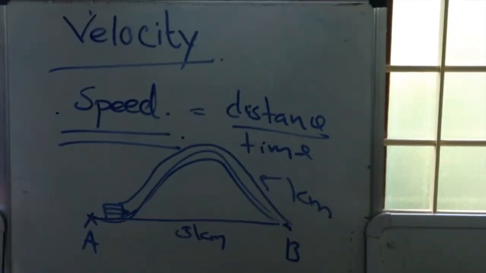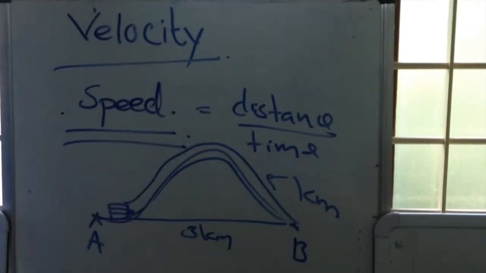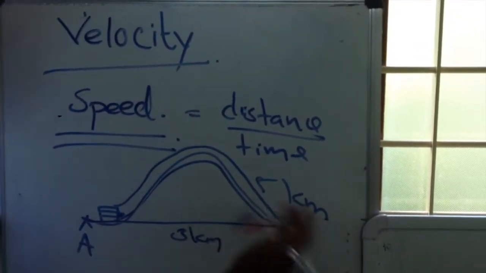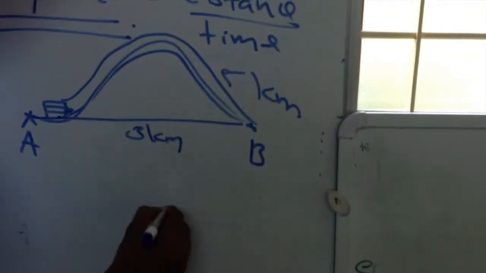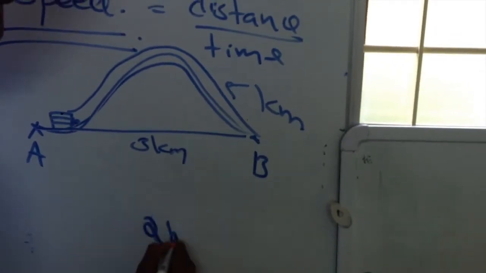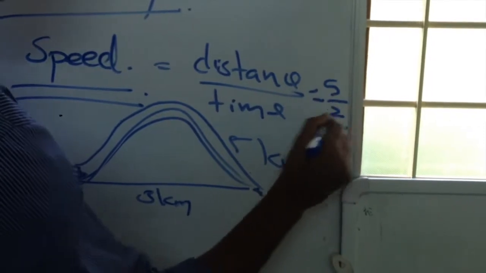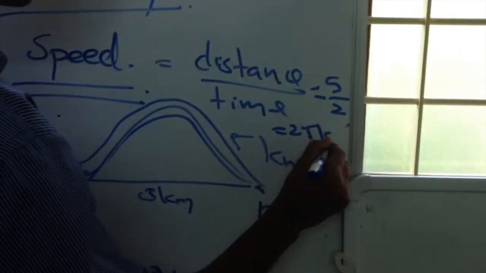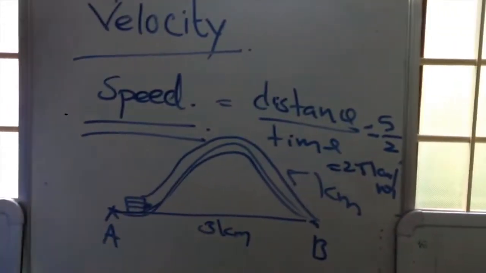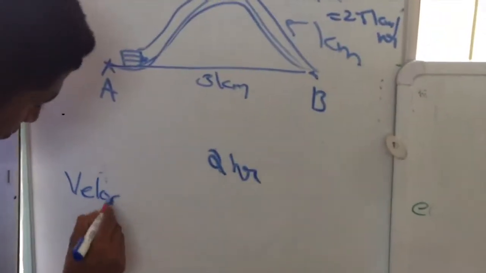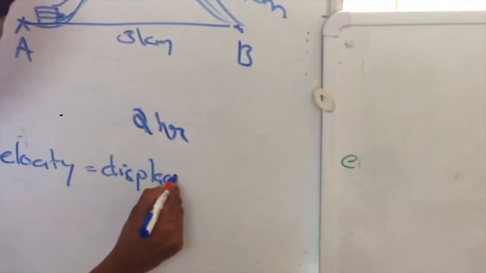So actually the vehicle has traveled a distance of 5 kilometer. For traveling 5 kilometer, let us say it takes about 2 hour, then speed is equal to 5 divided by 2, that is equal to 2.5 kilometer per hour. But velocity is equal to displacement by time.